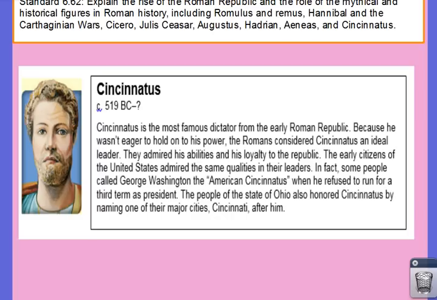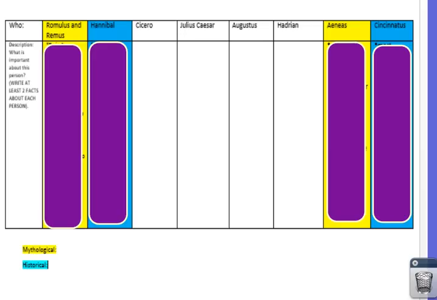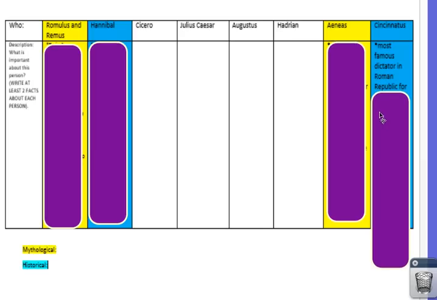So we're going to go to the column Cincinnatus, and the first thing that we're going to write in this column is that he was the most famous dictator in the Roman Republic for only 16 days.